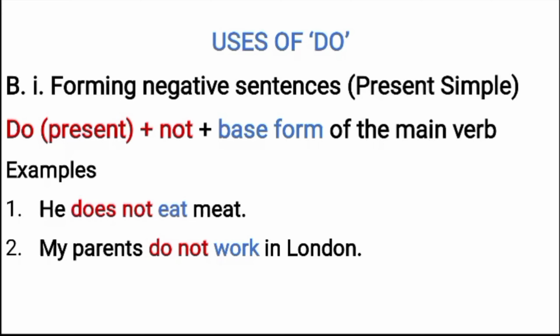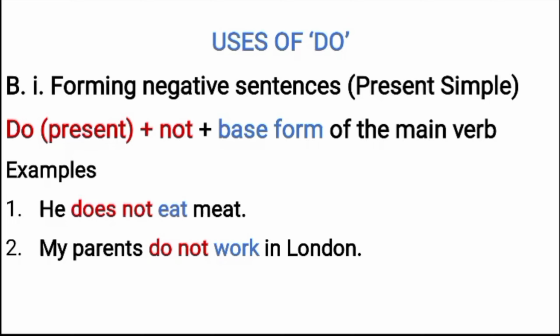We also use the auxiliary verb do to form negative sentences. Bi, forming negative sentences, present simple. The form is the present form of the auxiliary verb do plus not plus the base form of the main verb. For example, example 1, he does not eat meat. Here, the present form of the auxiliary verb do, which is does, is used together with the word not plus the base form of the main verb, which is eat.